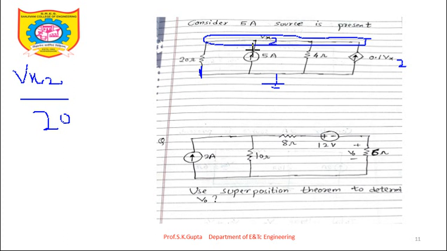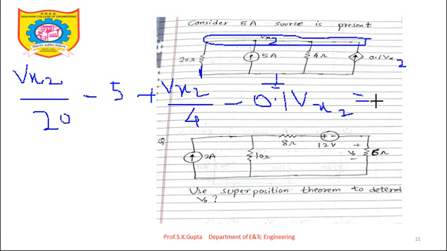plus I2 current. This is in the opposite direction, so I will take minus 5. I2 is opposite to 5, so minus 5, plus this I3 current, Vx2 minus 0 divided by 4. Again this 0.1 Vx2 is the opposite direction current, so minus 0.1 Vx2 equal to 0. So these negative terms will go to that side, and on this side I will be left with Vx2 upon 20 plus Vx2 upon 4. So again I will adjust the denominator. So 5 here, 5 here.